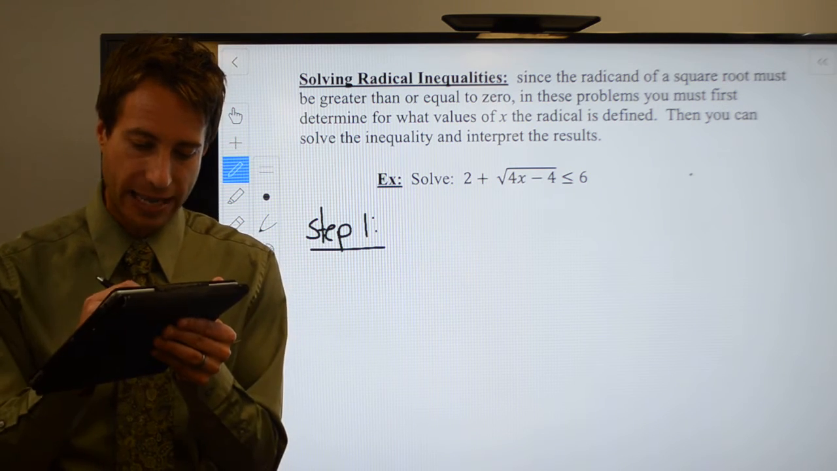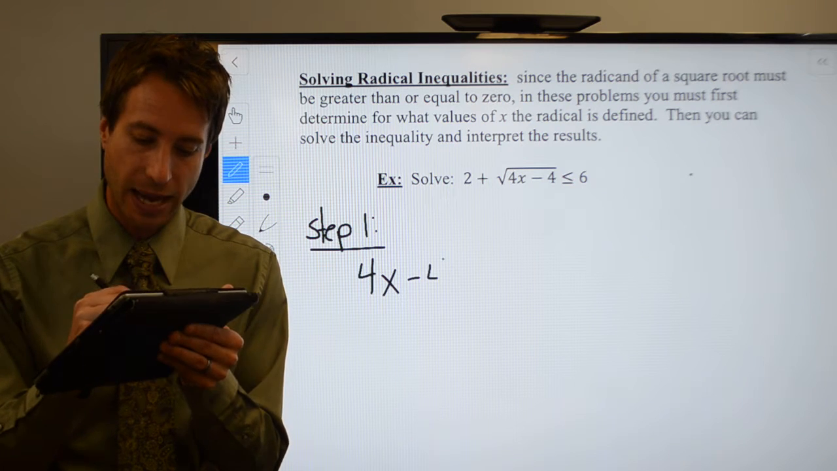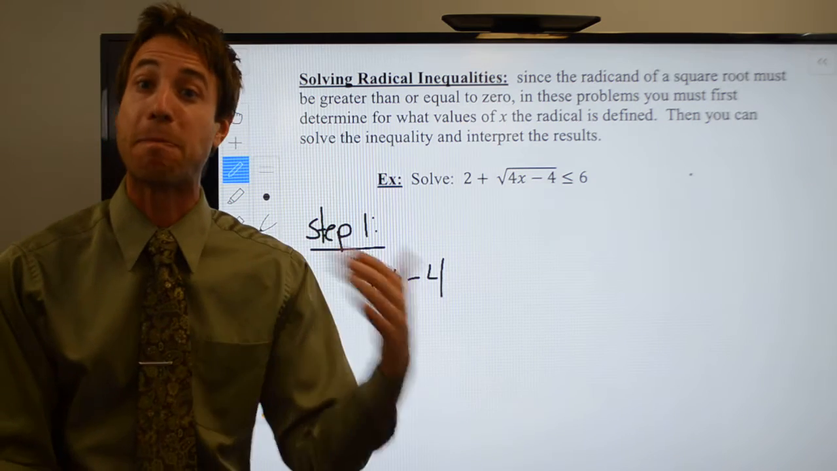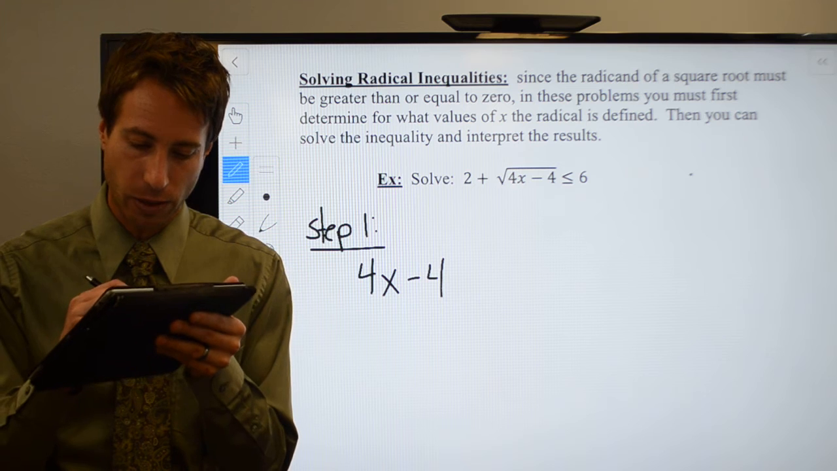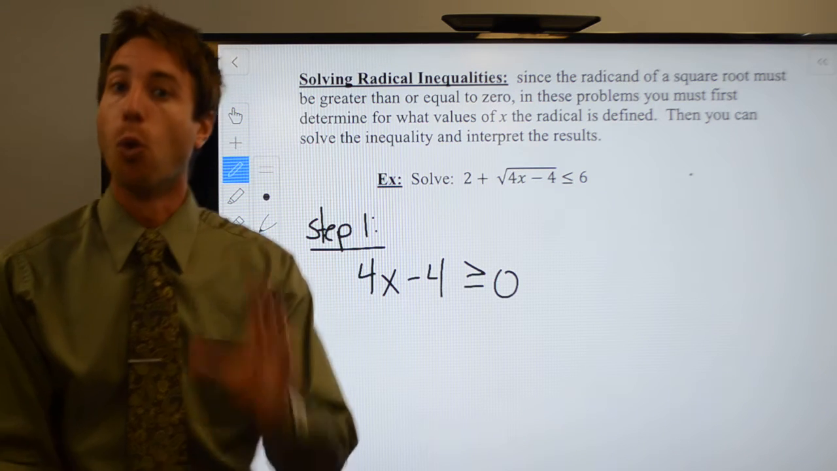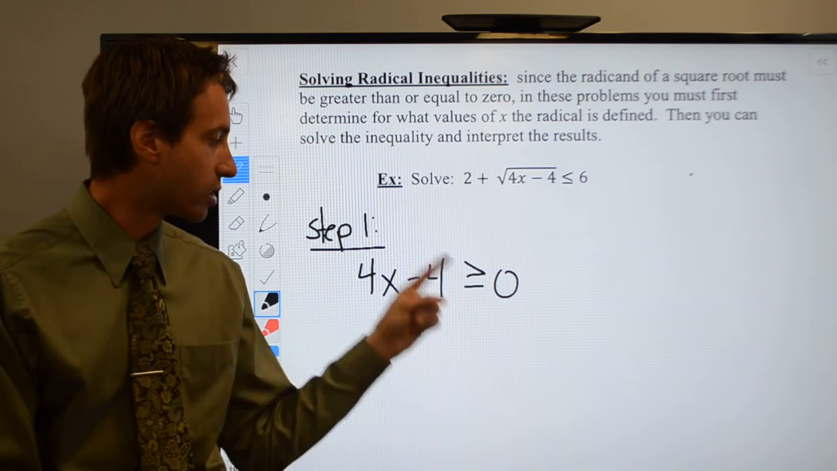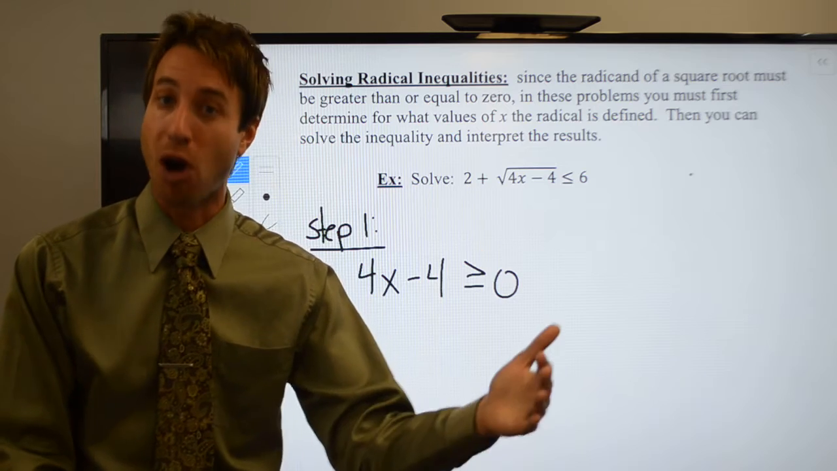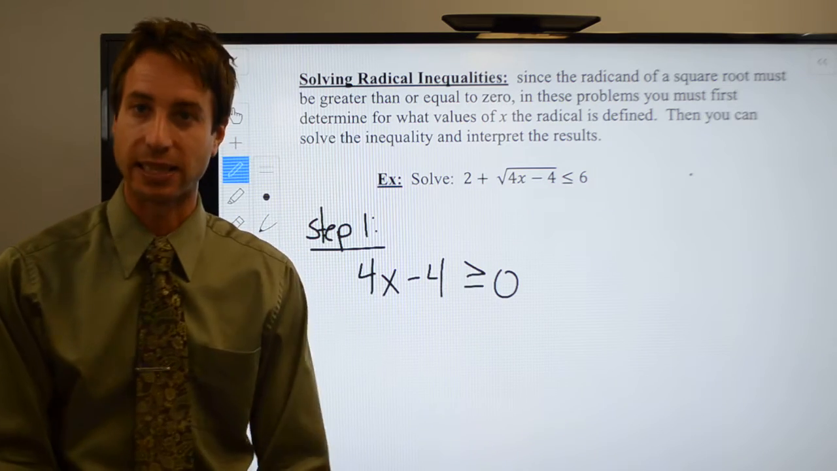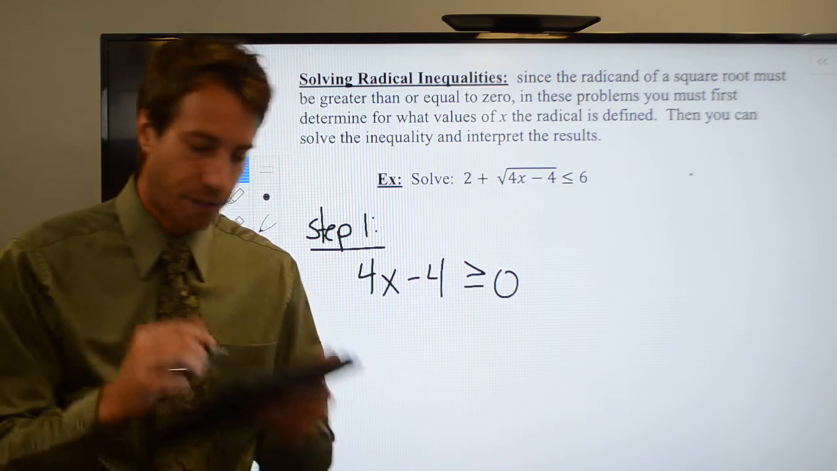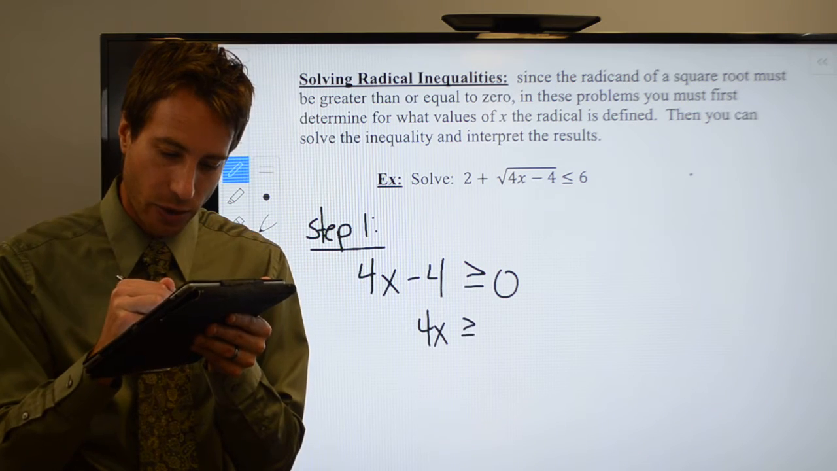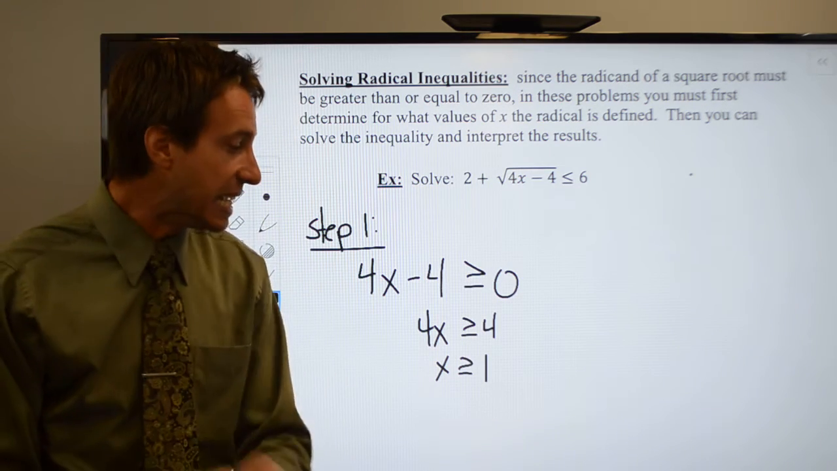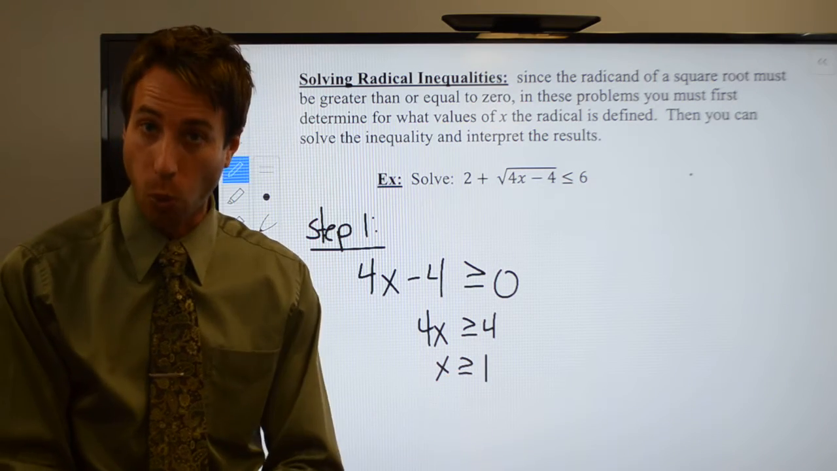Step 1, take the radicand, which for me is 4x minus 4. It's whatever's underneath the square root, and that must be bigger than or equal to 0. What this does is ensure that this will always come out to be either 0 or a positive number, which I can take the square root of. So here we go. Add the 4 to the other side: 4x greater than or equal to 4. Divide both sides by 4. This tells me that x needs to be greater than or equal to 1.